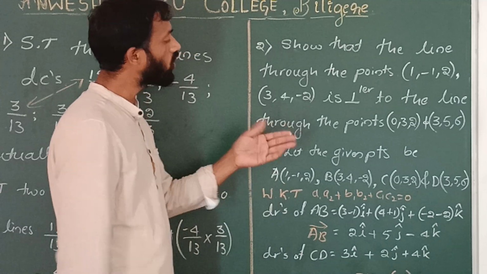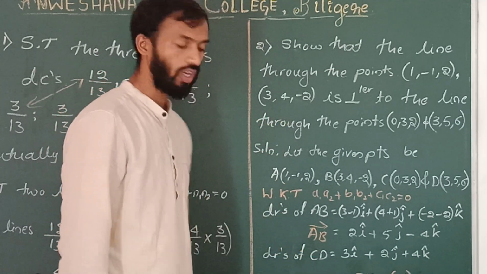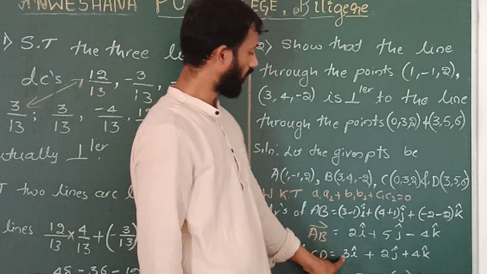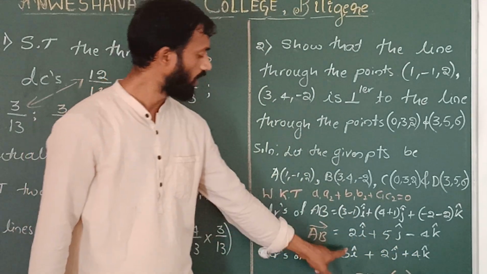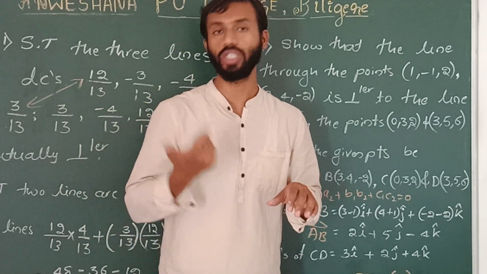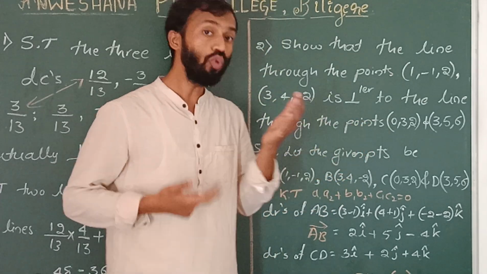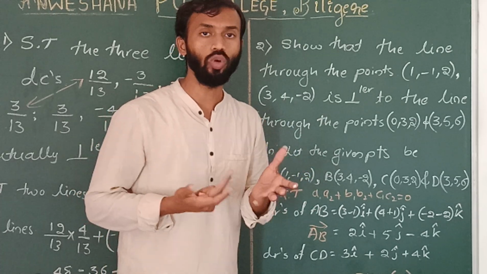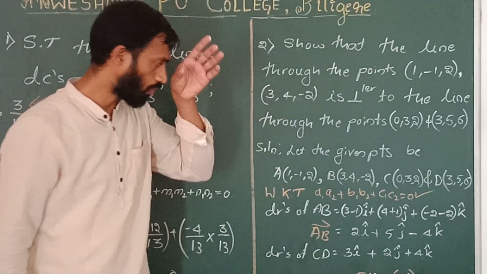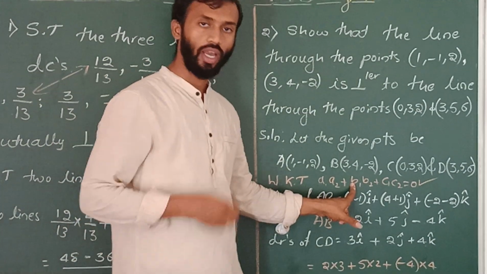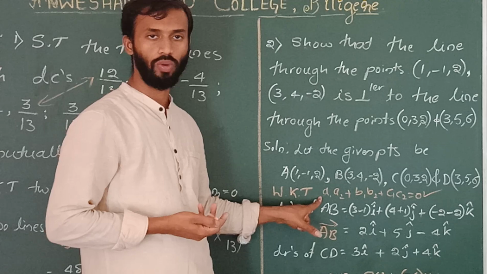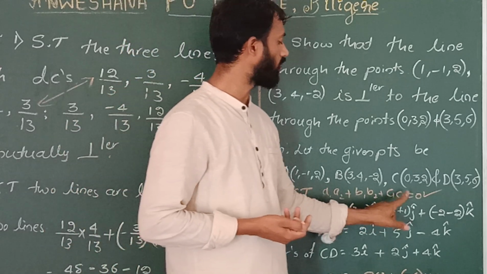Similarly, let me find the direction ratios of CD. The direction ratios of CD I will be getting are 3i plus 2j plus 4k, meaning 3, 2, 4. In the previous problem we had the direction cosines, but now we have the direction ratios. So when we have direction ratios, how can you conclude that the given two lines are perpendicular to each other? It has to satisfy this property: A1 A2 plus B1 B2 plus C1 C2 is equal to 0.